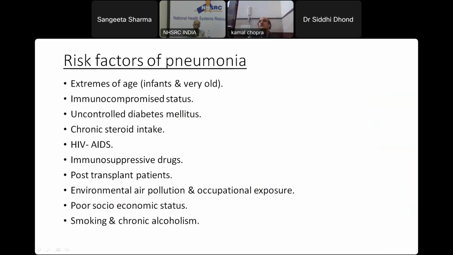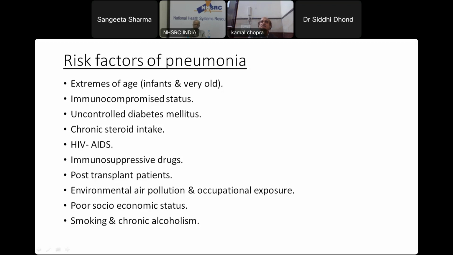Now, risk factors for pneumonia, when we should suspect that pneumonia can occur. Extremes of age, in infants and old age, pneumonia is common. Immunocompromised status, uncontrolled diabetes, chronic steroid intake, HIV/AIDS all decrease immunity, where even a less virulent organism or opportunistic infection can cause pneumonia. Post-transplant patients, because they are usually lying down and getting immunosuppressive drugs. Environmental pollution and occupational pollution are common. Poor socio-economic status, because they have less immunity.